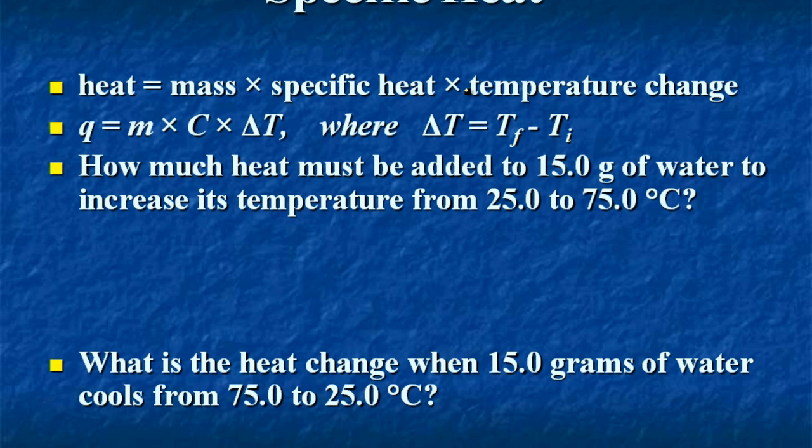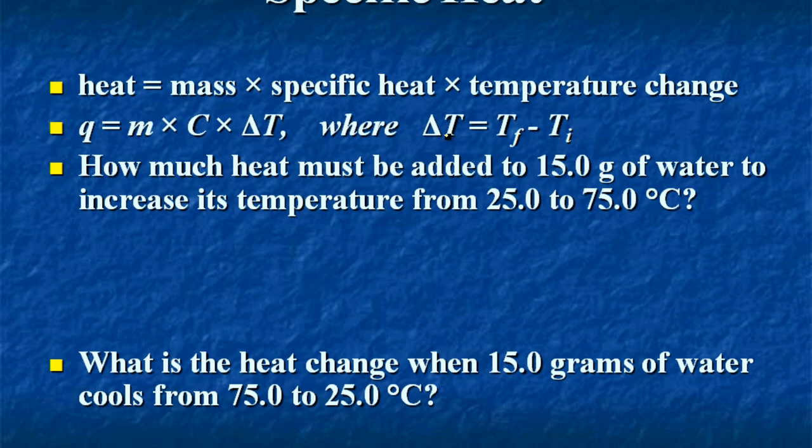Now how do we calculate delta T? Temperature change is usually taken as T final minus T initial, or the final temperature minus initial temperature. That is how you usually take delta T. Okay, so let us just calculate. Let's do a couple of activities using this equation.